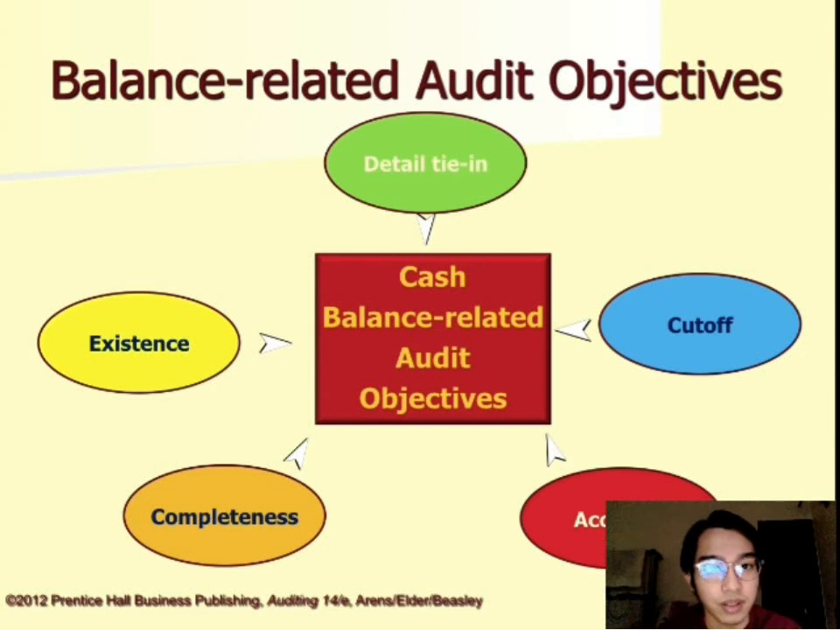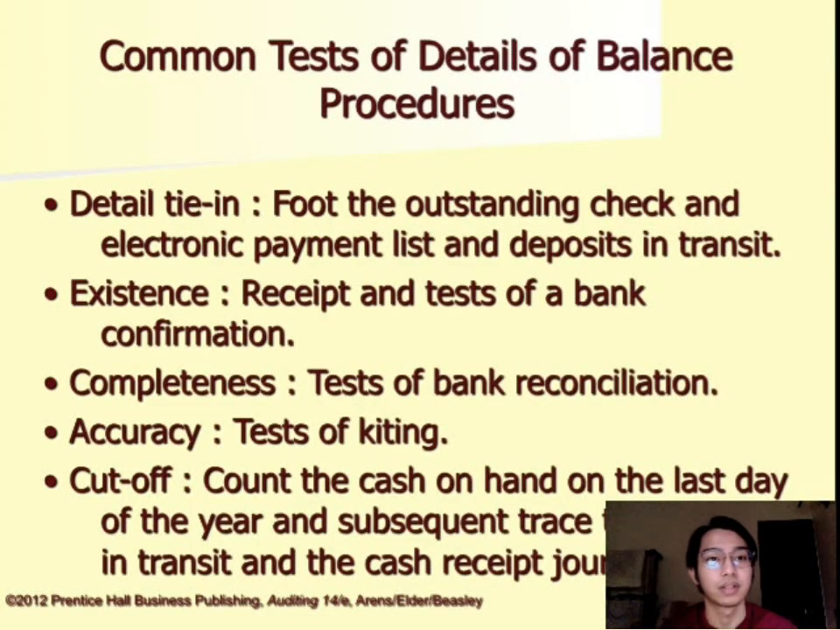Okay, next slide is for the common tests of details of balance procedures. There are five of them, which explain a little bit about the balance-related audit objectives. The first one is detail tie-in. The test of details for detail tie-in is to foot the outstanding check and electronic payment list and deposits in transit.